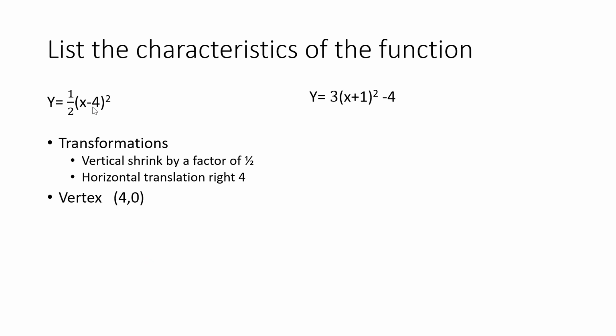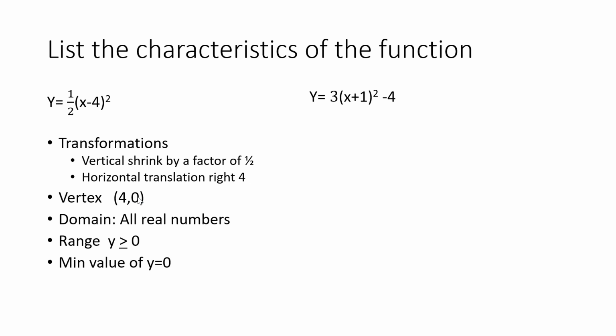The vertex in this case is 4 comma 0. Since there's no value out here for k, it's represented by a 0. So there's our vertex. The domain will be all real numbers. The range will be greater than or equal to 0, which is the y value of the vertex, like we've seen in graphing standard form. Because a is positive, we have a minimum value of y equals 0. And the axis of symmetry is x equals 4 because that is the x coordinate of the vertex.